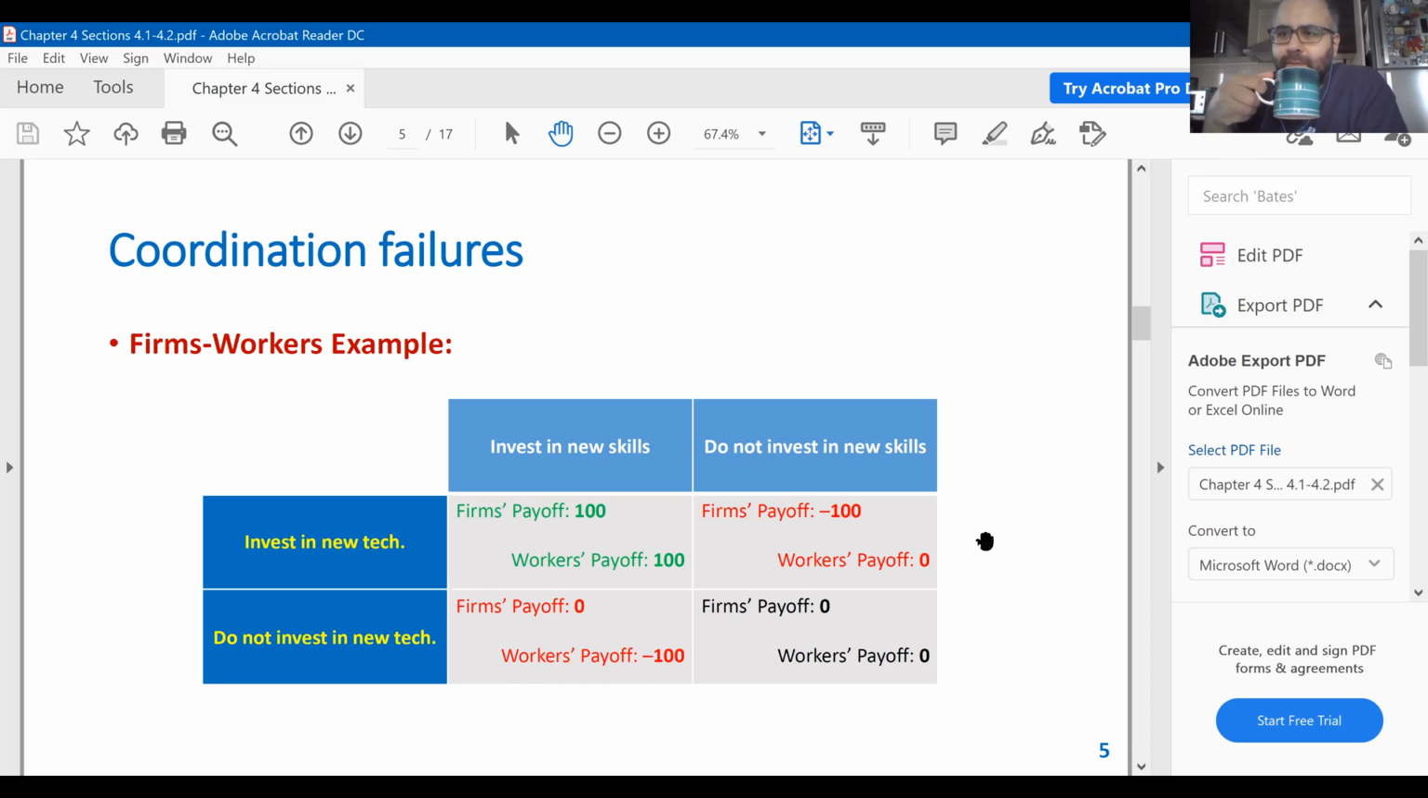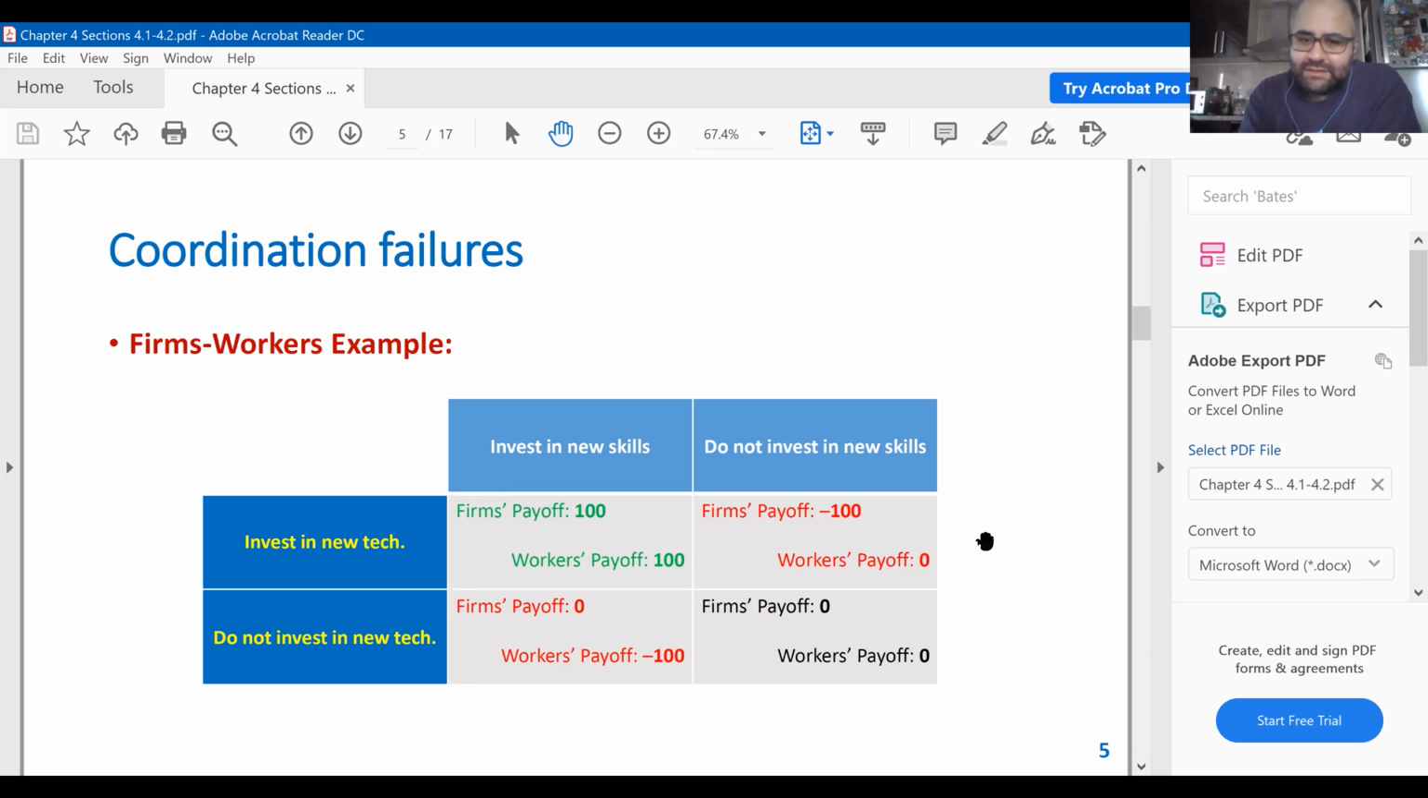Because of this mismatch, firms will not benefit from new technology. Then firms' profit will be lower than the case of no investment. Okay. The same mismatch occurs in the other cross case. Why? Because if the workers invest in new skills, they will pay the cost. But if firms do not invest in new technology, those workers will not benefit from their new skills. Right? Again, because of the mismatch.